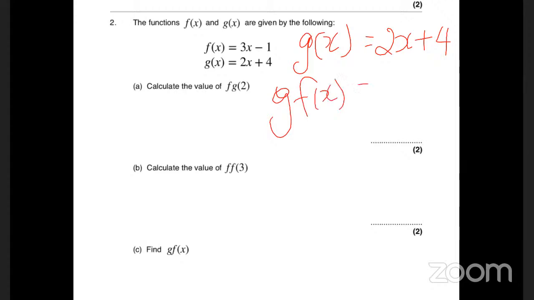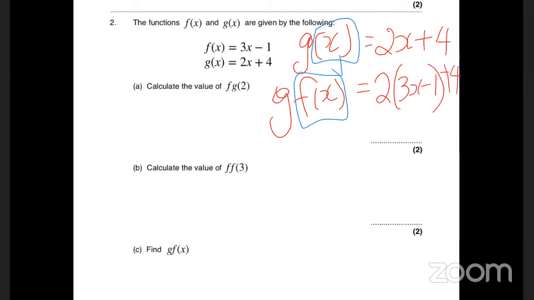which equals 2, and where we see x, we're going to put f of x. So it's going to be 2 open bracket 3x minus 1, plus 4, which therefore gives me 6x minus 2 plus 4, which gives me 6x plus 2. Yeah, that's it.